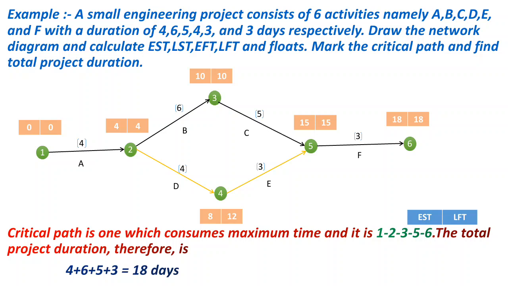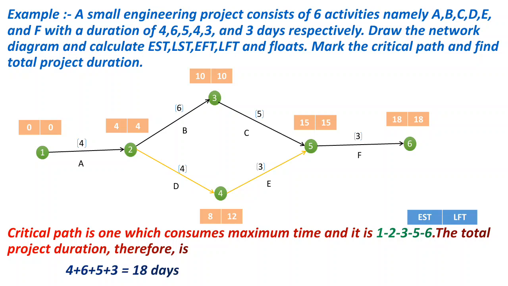Similarly for activity B, here tail event is 3 and head event is 2. So 10 minus 4 minus activity duration, which is 6. So 10 minus 4 minus 6 equals 0. Similarly for activity C, here tail event is 5 and head event is 3. So 15 minus 10 minus 5 equals 0.